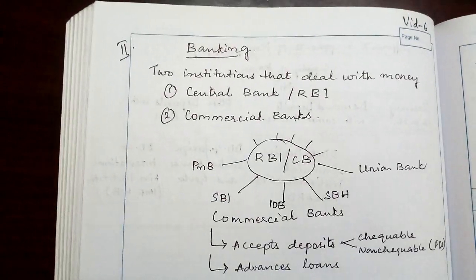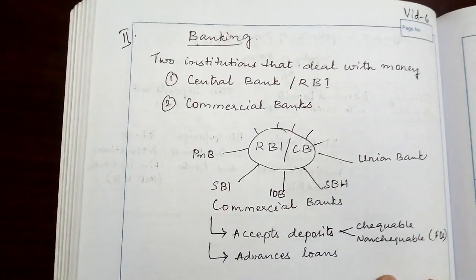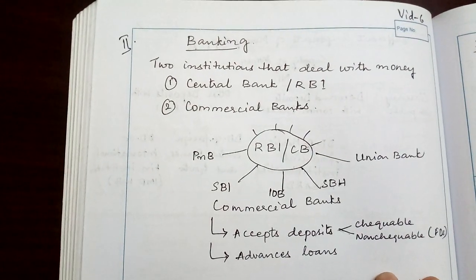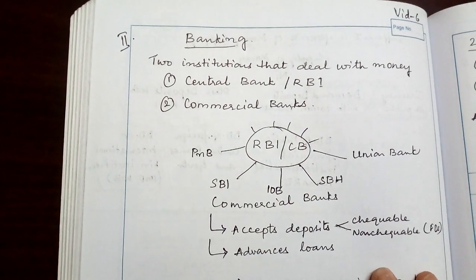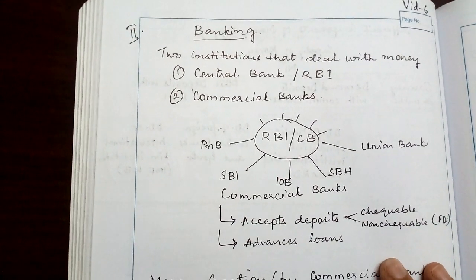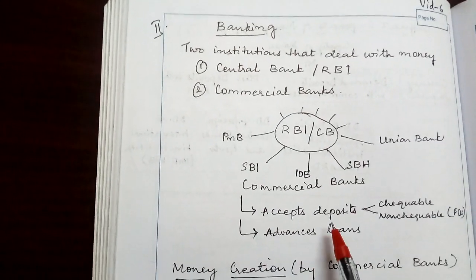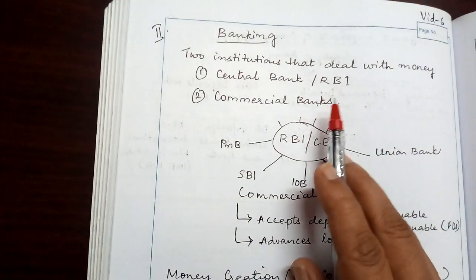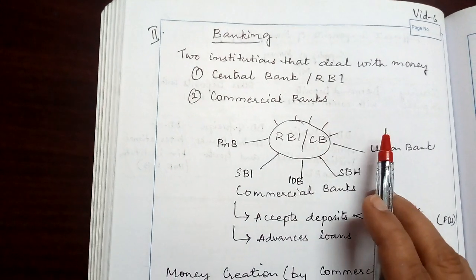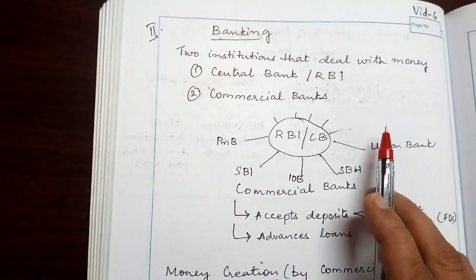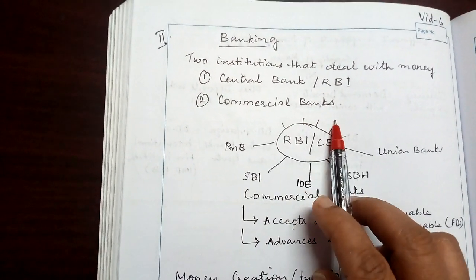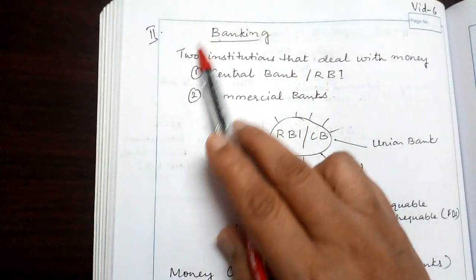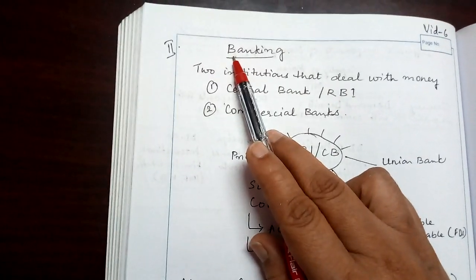In the previous video, we learnt about money and money supply. Who supplies money in the economy? The institutions that supplied money in the economy were the Reserve Bank of India and the Government of India, as well as the commercial banks. So in this video, let us learn something about banking.